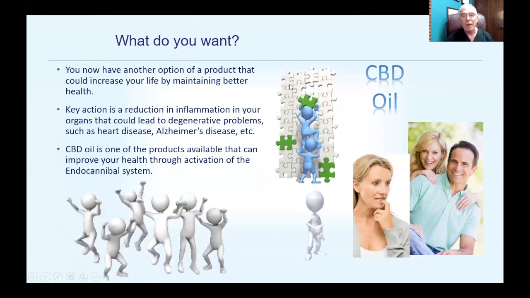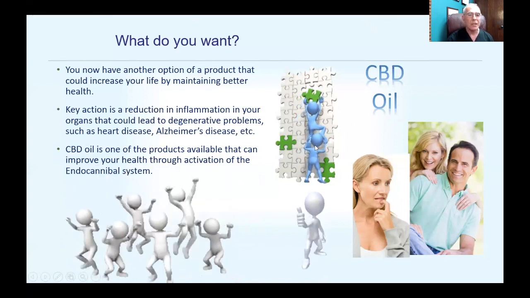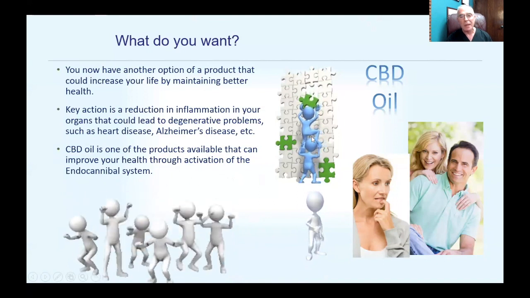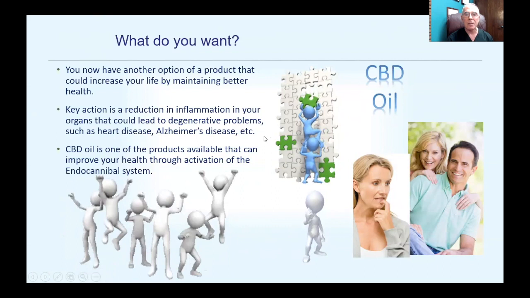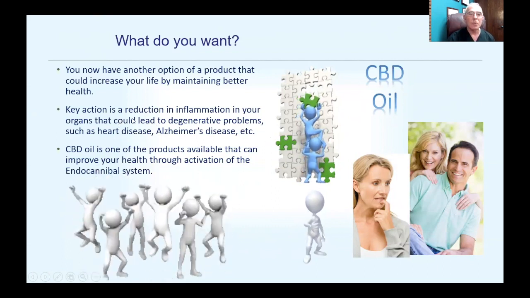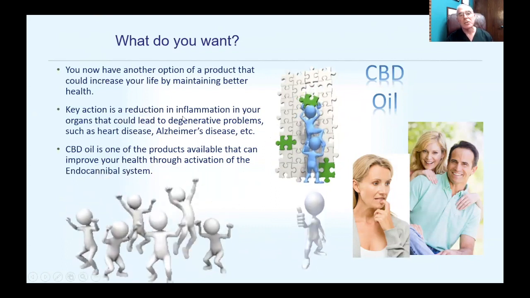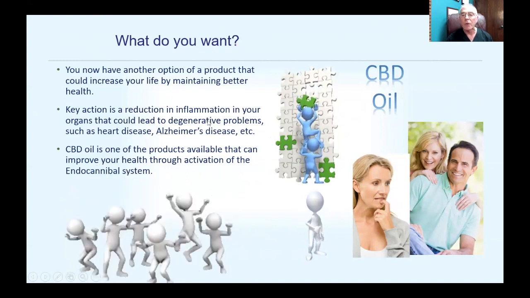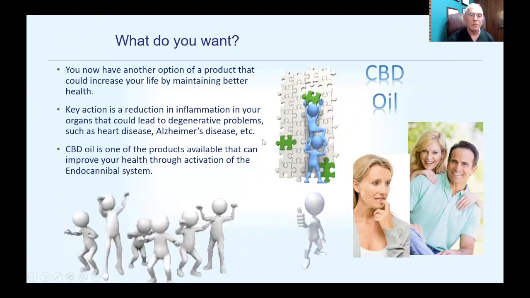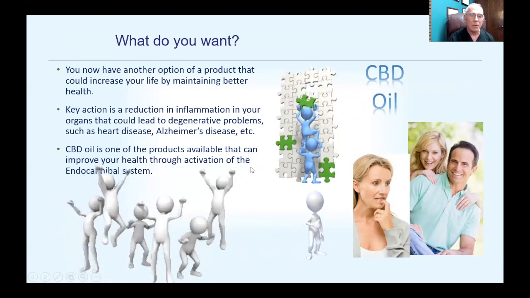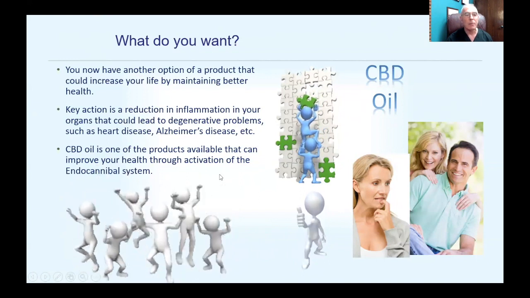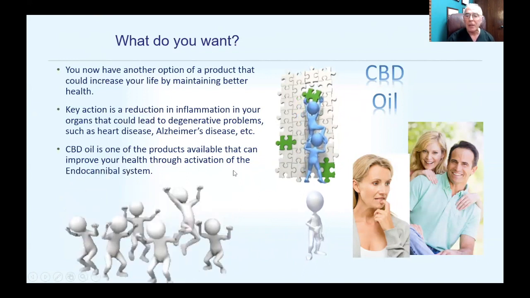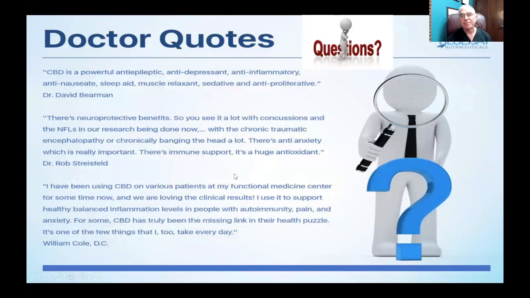Well, we now know that we can put these pieces of the puzzle together and get a better homeostatic, healthier body by adding CBD to this, to immunomodulate. This immunomodulation is key to reduction in inflammation in all the organs that cause these degenerative problems, heart disease, Alzheimer's, etc., and cancer. So CBD oil is one of the products available that can improve your health through activation of this endocannabinoid system.